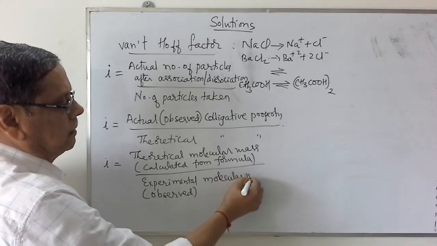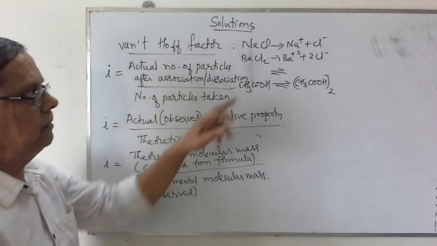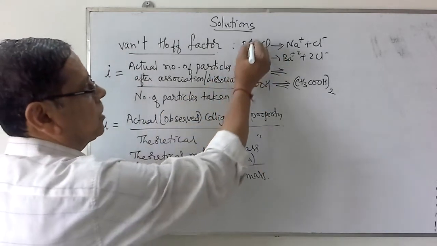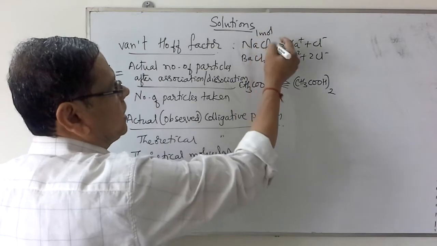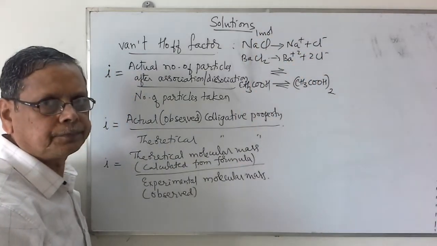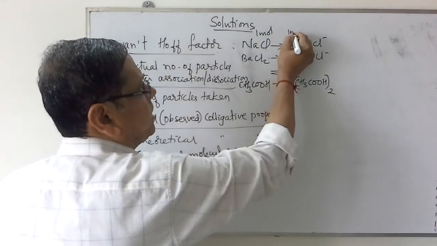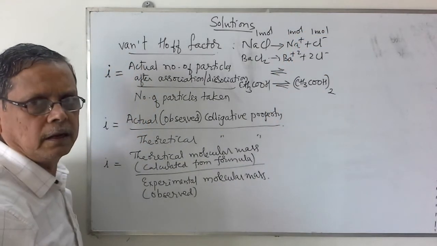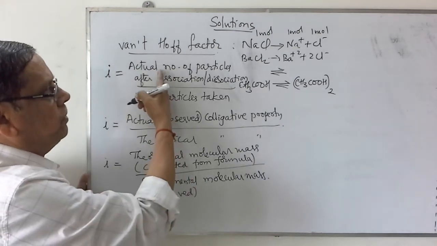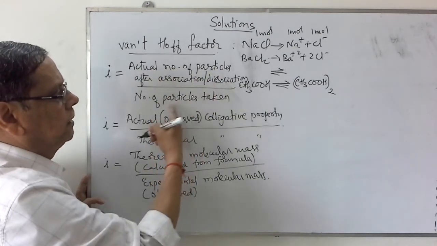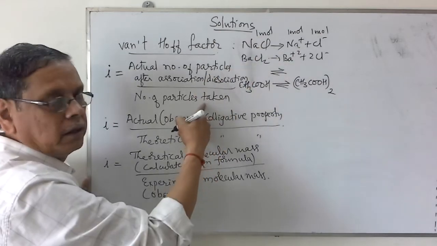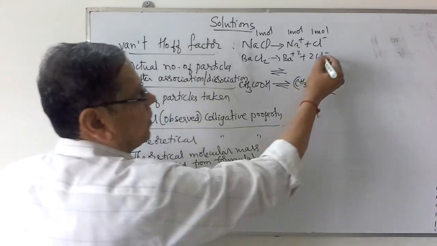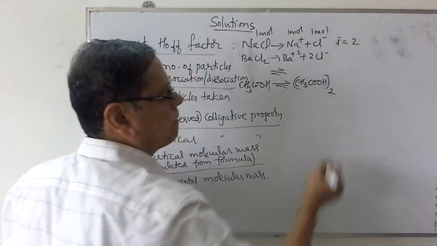Say for example, you are taking sodium chloride. Since sodium chloride is a strong electrolyte, if I start with 1 mole, it completely dissociates to give rise to 2 particles. The concentration of Na+ is 1 molar and the chloride ion is also 1 molar. Therefore, the actual number of particles will be 2 moles. The number of particles taken is 1 mole. Therefore, for sodium chloride, the Van't Hoff factor is equal to 2. For this one, we write i is equal to 2.